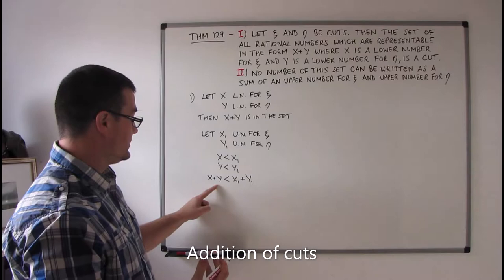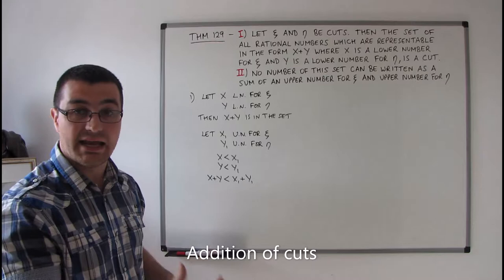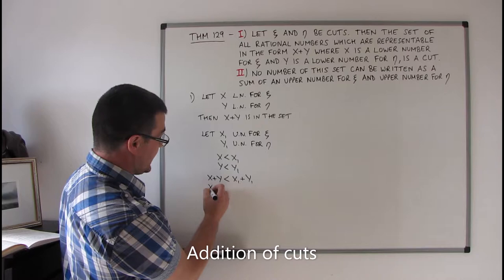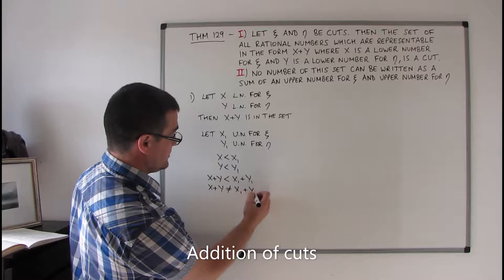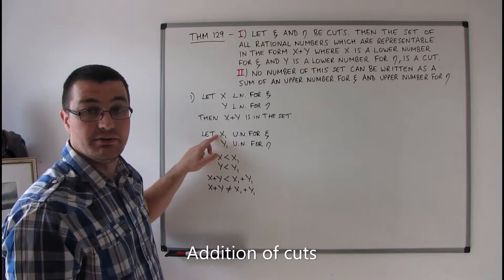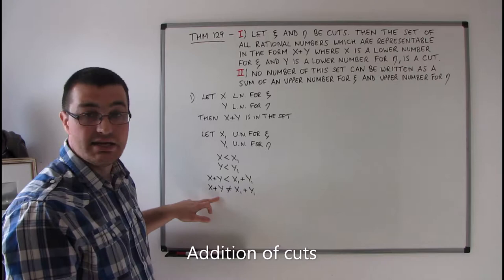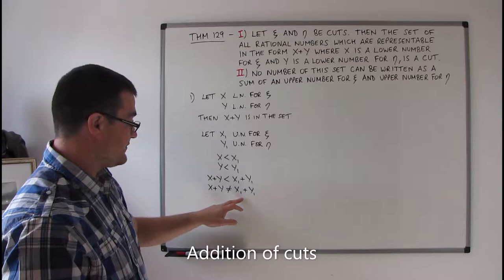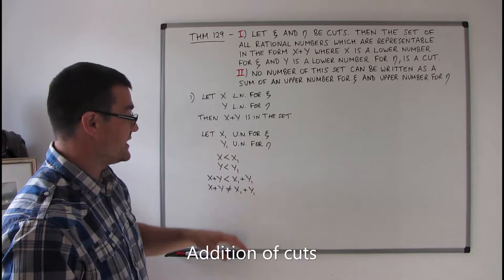So the key observation here is to note that x plus y is an arbitrary number, basically, from our set, because x and y could just be any lower numbers for Xi and Eta. So this could be any number from our set. And in particular, we need to note that x plus y is not equal to x1 plus y1. So what this is showing is that for arbitrarily chosen upper numbers for Xi and Eta, the sum of those two upper numbers can never be equal to an arbitrary sum of lower numbers from Xi and Eta. So therefore, x1 plus y1, where x1 and y1 are arbitrarily chosen upper numbers for Xi and Eta respectively, is not contained in our set.